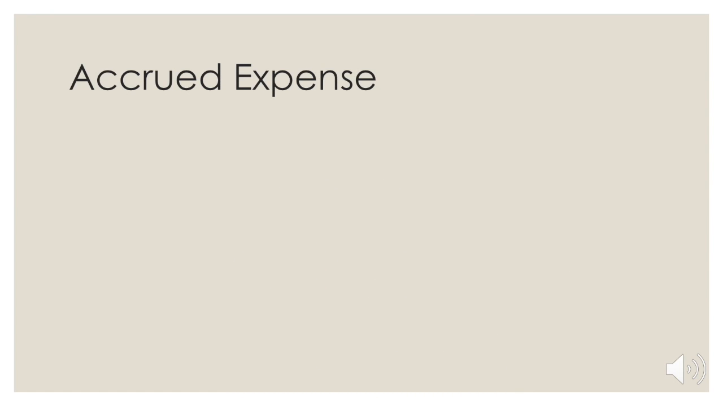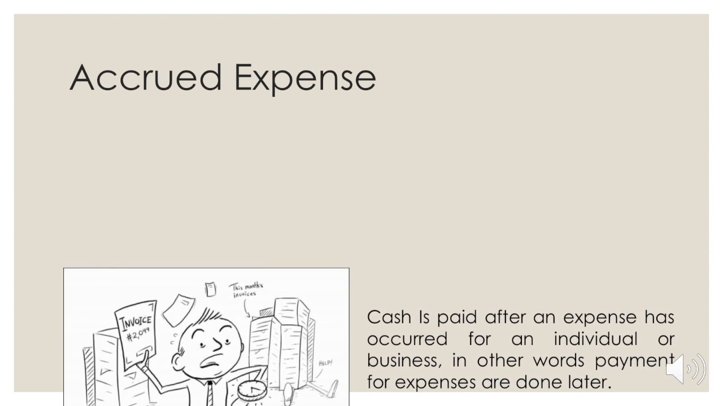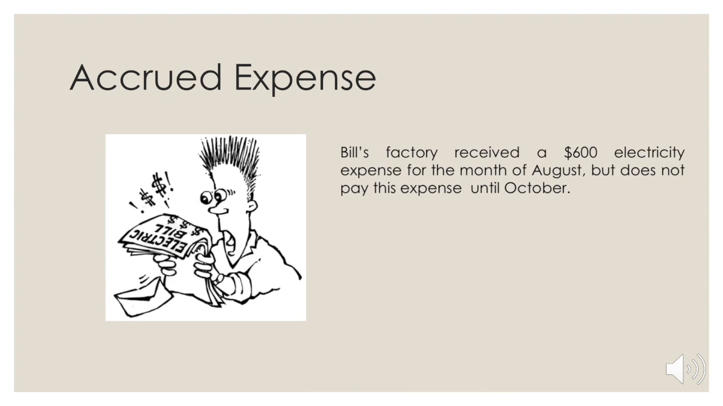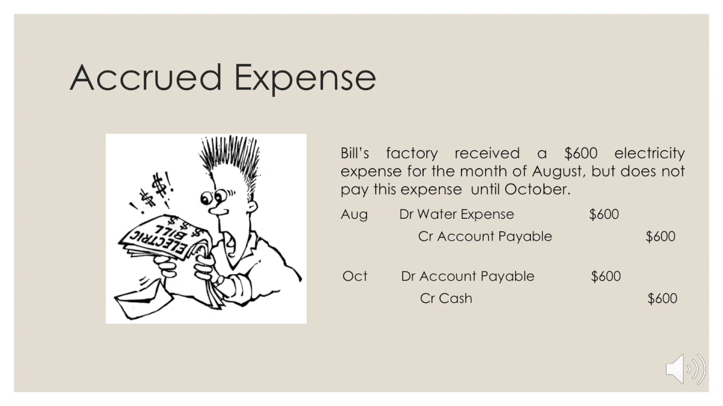The final scenario involves accrued expense, where cash is paid after the expense is incurred. Consider a factory that incurred $500 of electricity expense for the month of August, but does not pay this bill until October. The journal would record: debit electricity expense, credit accounts payable. Then after the bill is paid, it would debit accounts payable and credit cash.